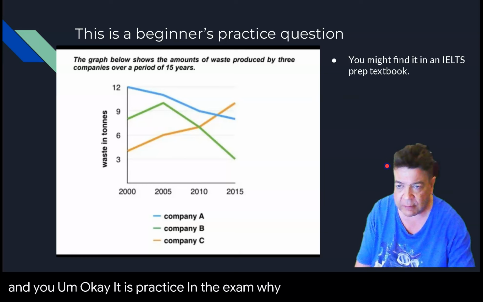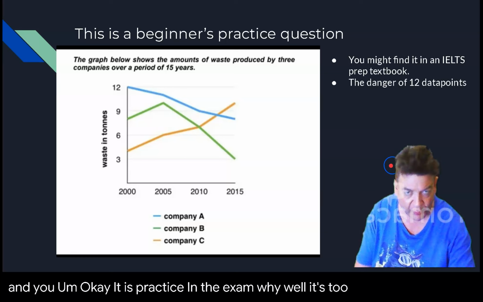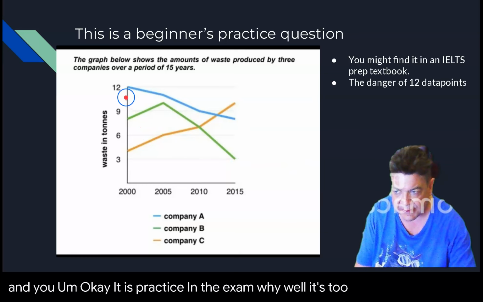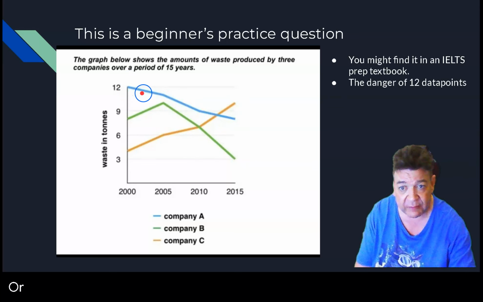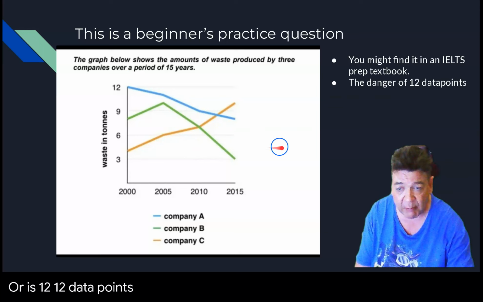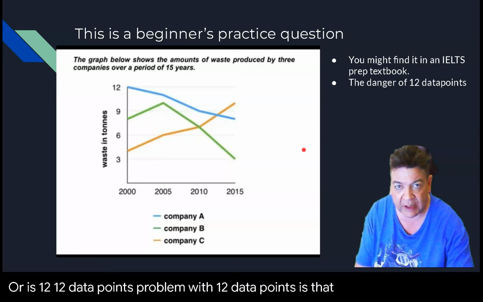Why? Well, it's too simple. It's only got 12 data points. What I mean by that is there's 3 elements and over 4 years. 3 times 4 is 12. 12 data points. The problem with 12 data points is that you are in danger of reporting everything.